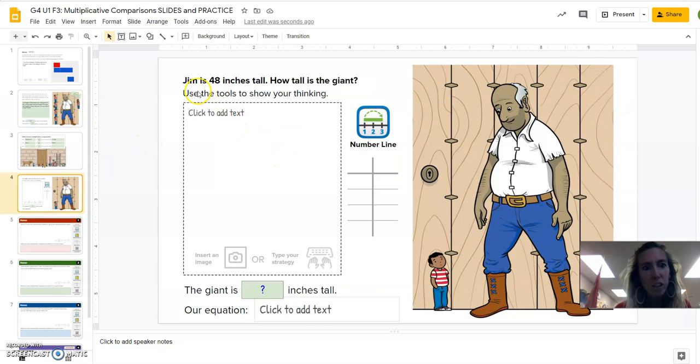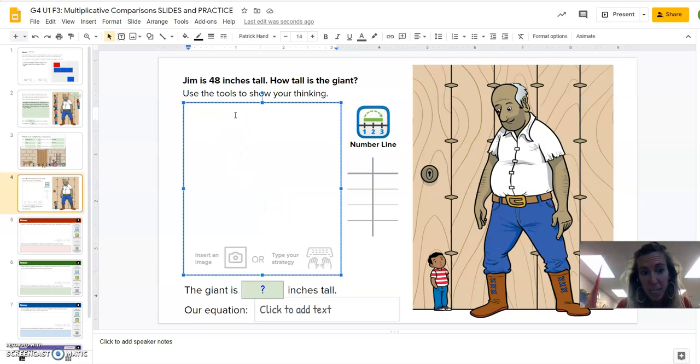So now it actually tells us Jim is 48 inches tall. This guy right here, he's 48 inches. So how tall is this giant? Well, it tells us we could use a picture from us drawing this out, our mathematical ideas on paper, and insert it into this document. I could type out my idea here in words, or I could use the number line or the ratio table.